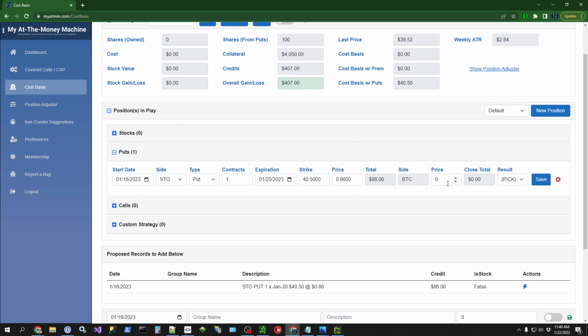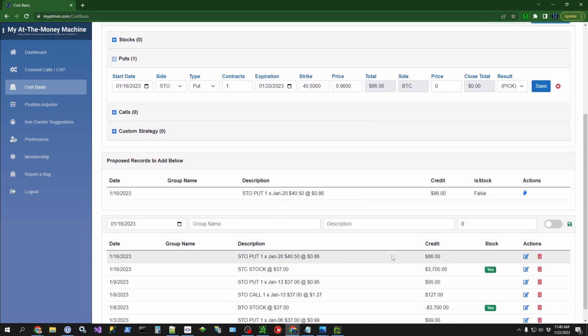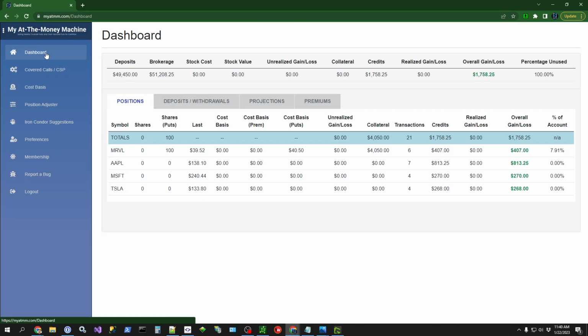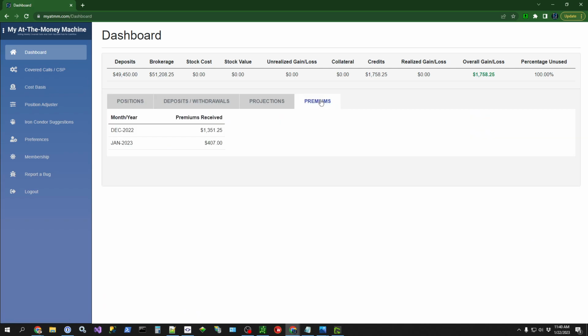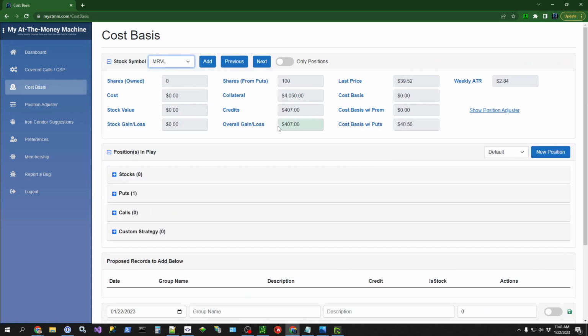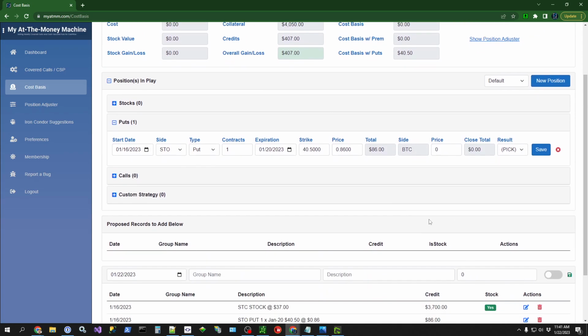So that was another $86 collected. That is ours to use as we please immediately. If we come back over to the dashboard, we can see total premiums collected for January so far is $407. We've only been running Marvell on here, so the 407 is the same as this, because Marvell's the only stock we've been messing with in the paper trading account in the month of January. So that makes the math easier as well.